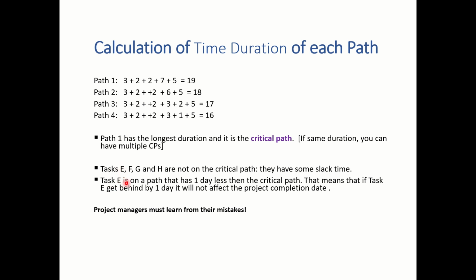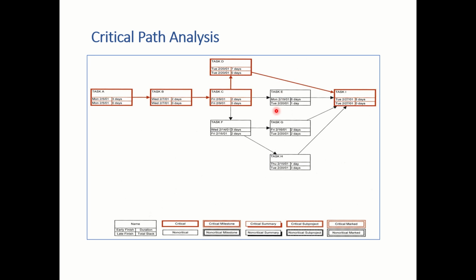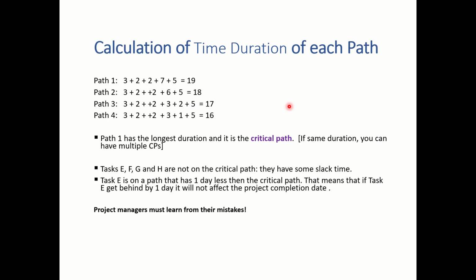Task E is on a path that is 1 day less than the critical path. That means that if task E gets behind by 1 day, it will not affect the project schedule. So if you include task E, you can incorporate 1 day of delay, and that is fine. This is the critical path and the slack time. Now who will decide upon the path? Project managers have to decide upon the path. Will he always take the right path? No, he is also a human being, so he can make mistakes and he will also learn from mistakes.